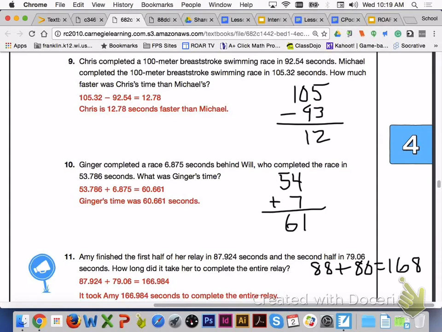And finally, for number 11, my estimated sum is 168. My actual sum is 166 and 984 thousandths. So it took Amy 166 and 984 thousandths seconds to complete the entire relay.